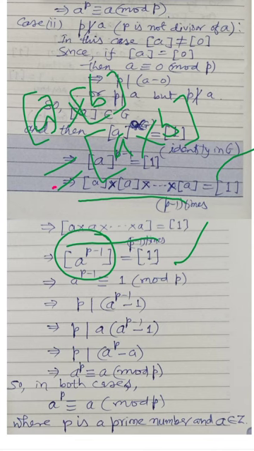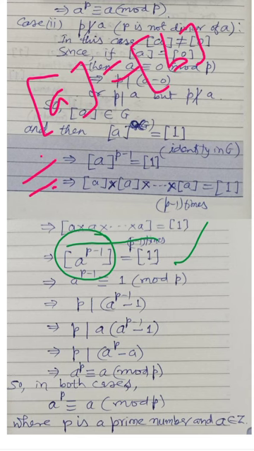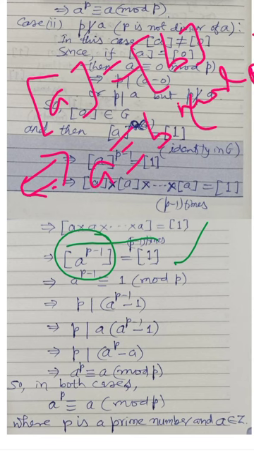two classes are equal की परिभाषा क्या है? Class A equals class B if and only if A is congruent to B modulo P. So by this definition, A raised to the power P minus 1 is congruent to 1 modulo P.